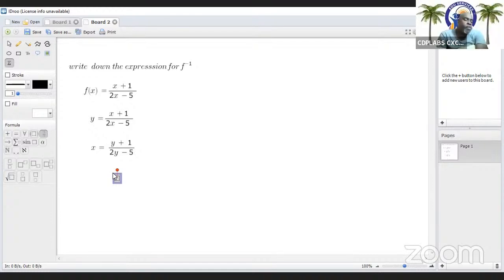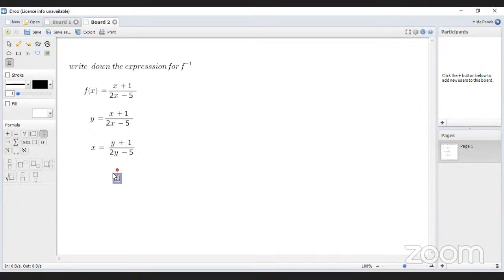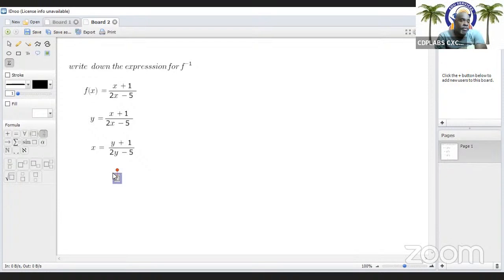Everybody got that? That's it? That's the second step. Okay. The third step now, you will solve for y. You're going to solve for y.